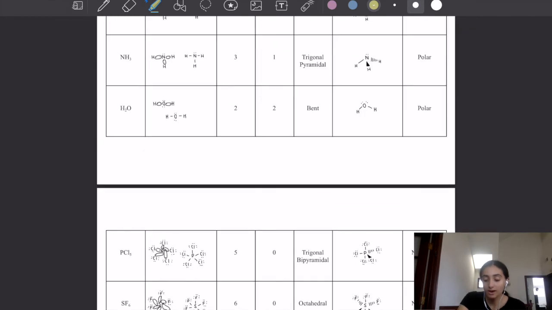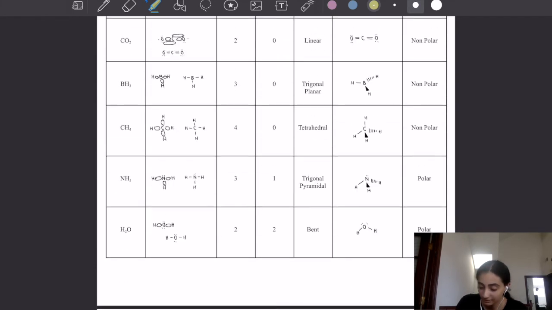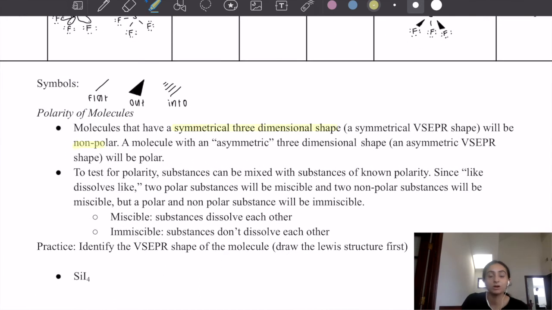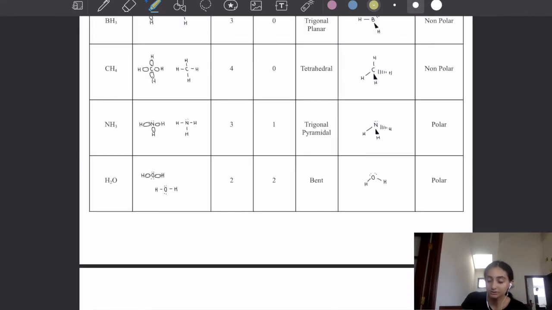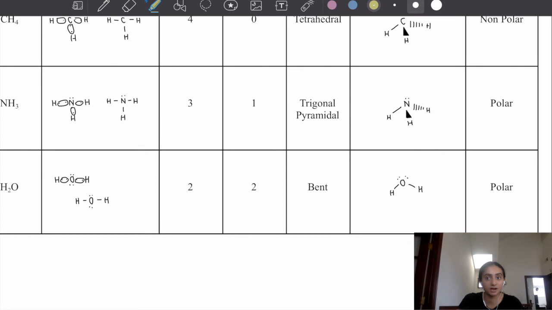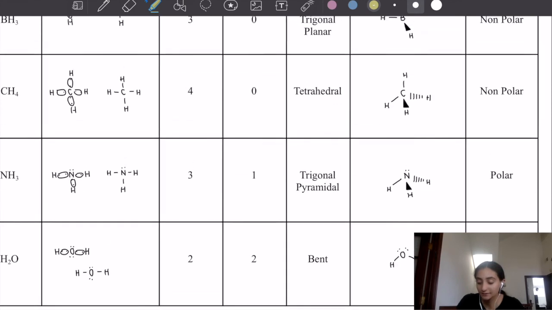As you saw with the different diagrams, some of these diagrams are polar, some are non-polar. Molecules that are symmetrical are non-polar, and a molecule that is asymmetric will be polar. For instance, the bent VSEPR diagram is not symmetrical because of the electrons it has. So that makes the arrangement not symmetrical, and therefore makes it polar.